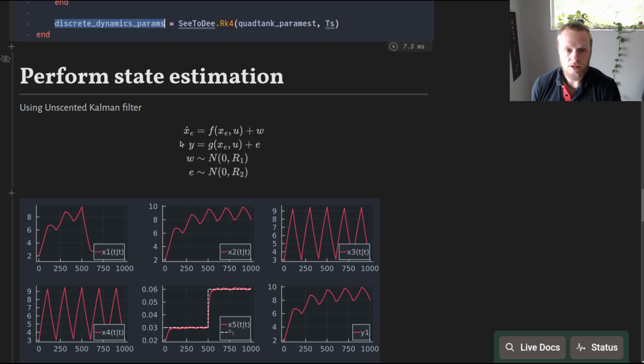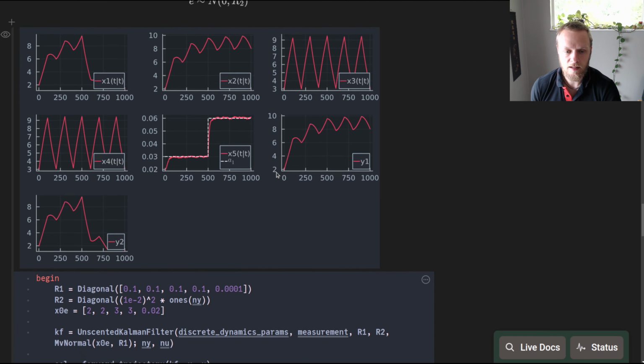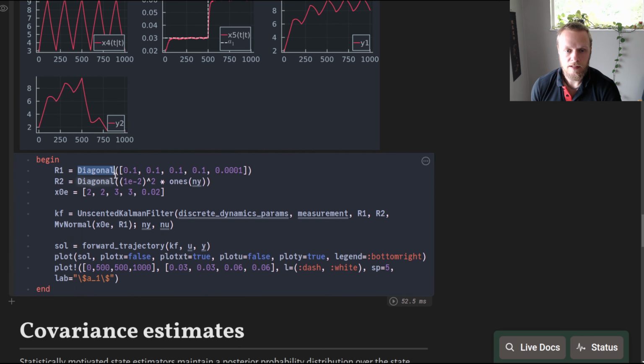For this I'm going to make use of an unscented Kalman filter. And the unscented Kalman filter prompts us to specify the distribution of 2 noise sources. So one noise source W that affects the dynamics, and one noise source that affects the measurement, so measurement noise here. And the UKF says that these have to be Gaussian. All right, so we need to select 2 covariance matrices, R1 and R2. All right, so I can do that. I specify 2 covariance matrices here.